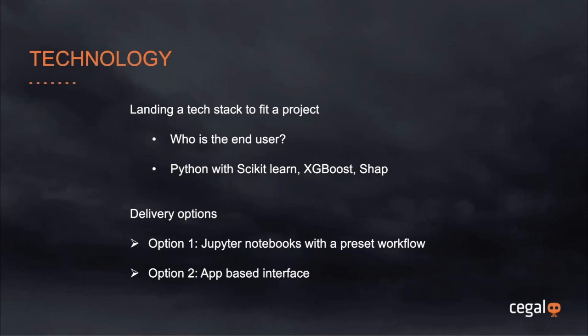So from that we had two delivery options to decide between. The first option that we initially intended to go for was to present Jupyter notebooks with a preset workflow where you would select your input data and run a workflow in the notebook. You could then go in and change whatever parameters you wanted to change in the code and have an output.